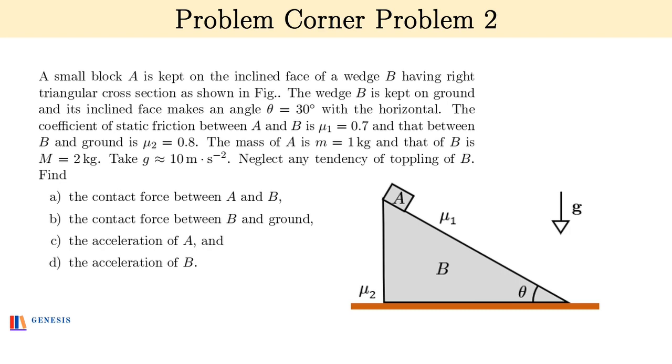The mass of A is small m equal to 1 kg and that of B is capital M equal to 2 kg. Take g as approximately 10 meters per second squared. Neglect any tendency of toppling of B. What we have to find: the contact force between A and B, the contact force between B and ground, the acceleration of A and the acceleration of B.